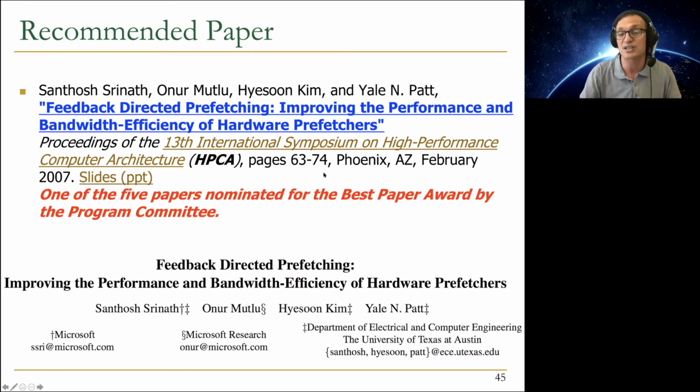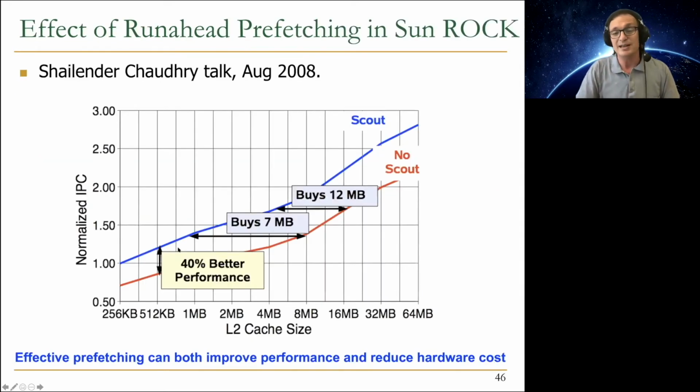The idea is prefetcher throttling. Throttle the prefetcher if it's not doing well, and make it more aggressive if it's doing well. Then the question is, of course, how do you do that throttling? And I would recommend taking a look at that. And prefetching can actually be very beneficial. I'm going to talk about Runahead execution a little bit. It's one form of prefetching. But effective prefetching can improve both performance and reduce hardware cost.